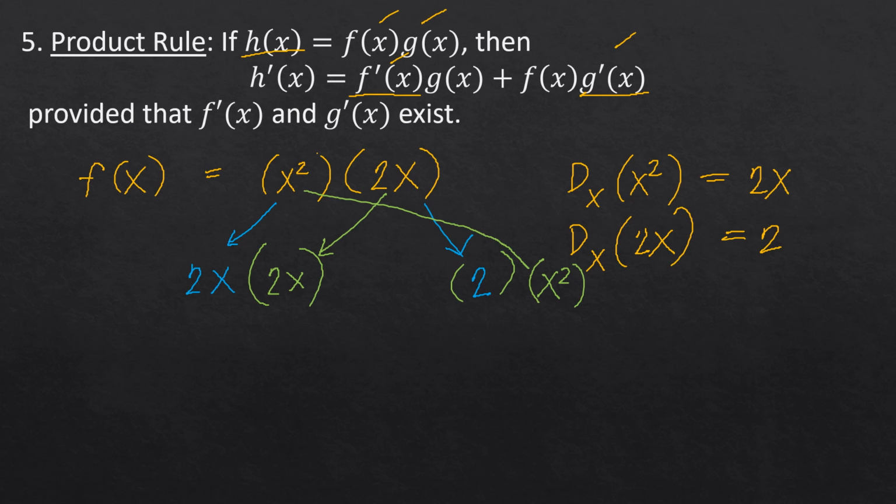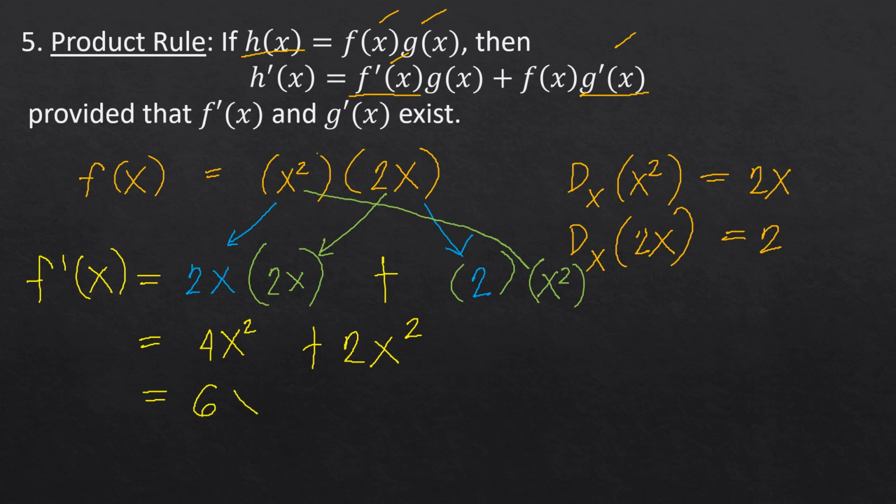Now the operation is addition. So you are now solving for the derivative f prime of x is equal to 2x times 2x plus 2 times x squared. Now we just need to multiply, so the answer here is 4x squared plus 2x squared. Since there are like terms, the answer is 6x raised to 2. That is f prime of x.